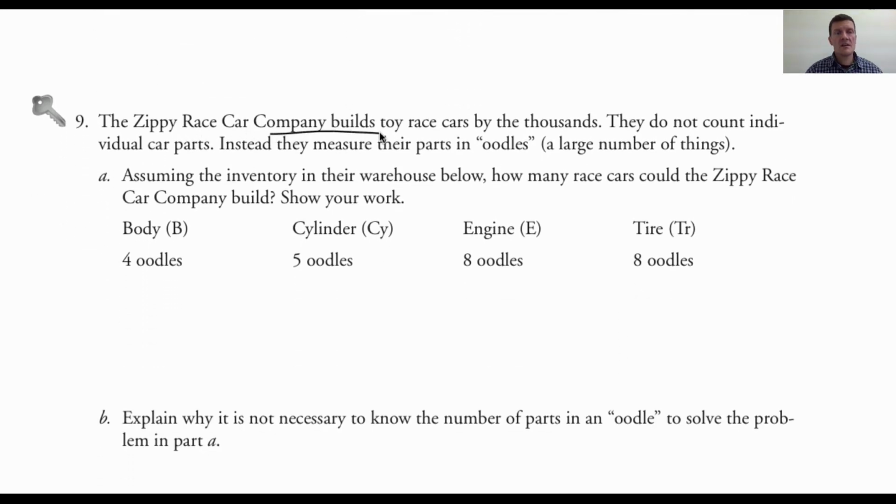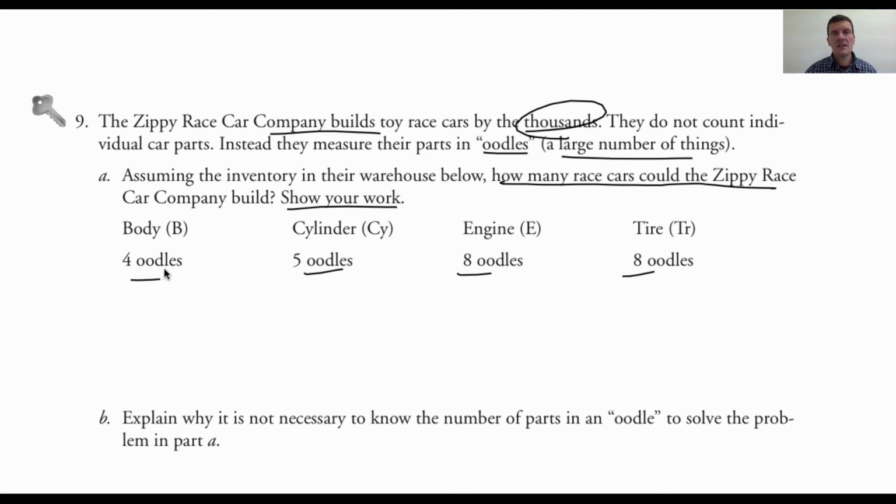Alright, Zippy Race Car Company, they build thousands of cars. They do not count individual car parts. Instead, they measure the parts in oodles. Whatever an oodle is, okay? A large number of things. Assuming the inventory in their warehouse below, how many race cars could the Zippy Race Car Company build? Show your work. Okay. So, if we got 4, 5, 8, and 8, whatever an oodle is, it doesn't matter.